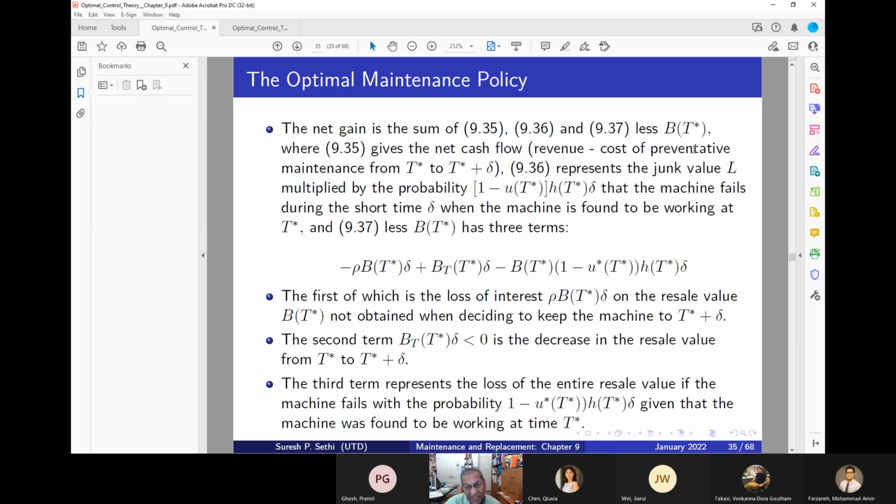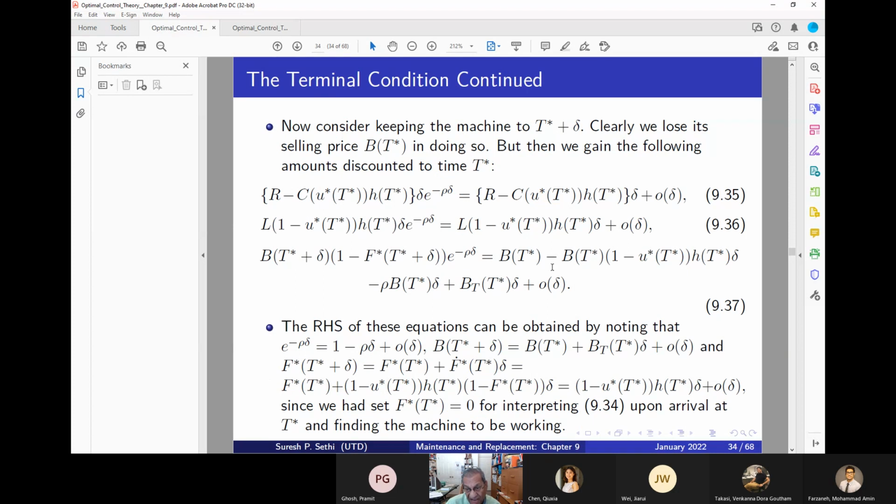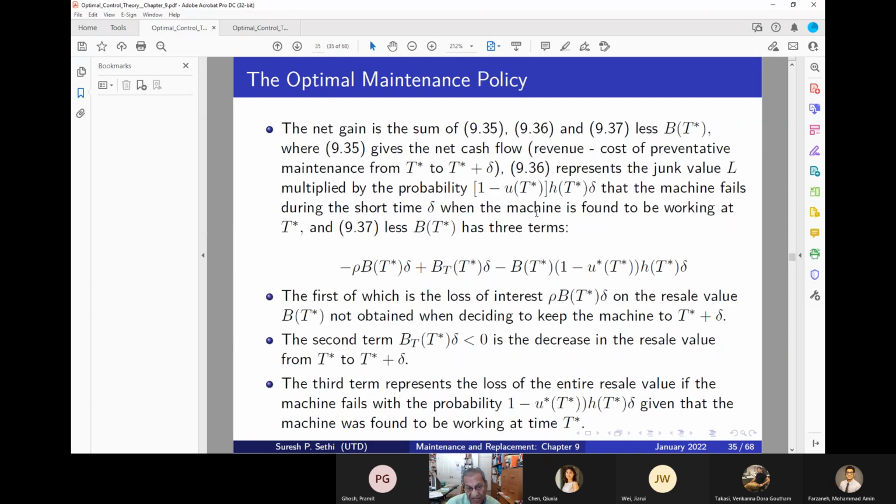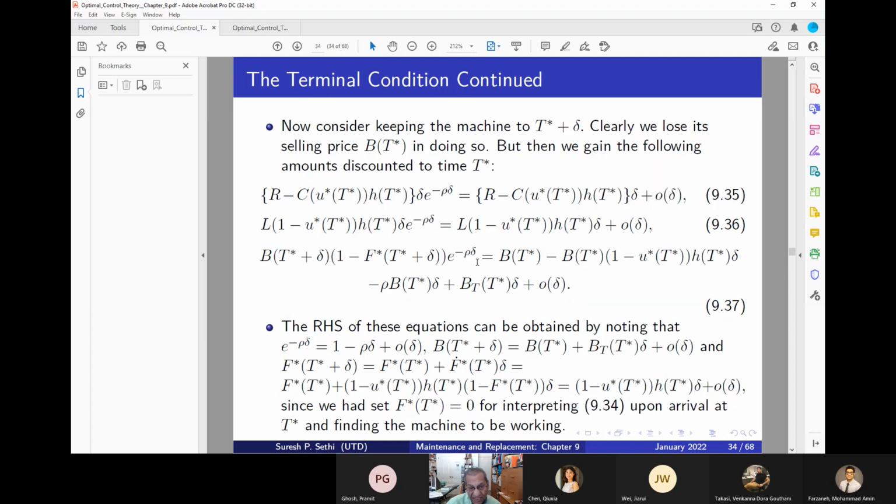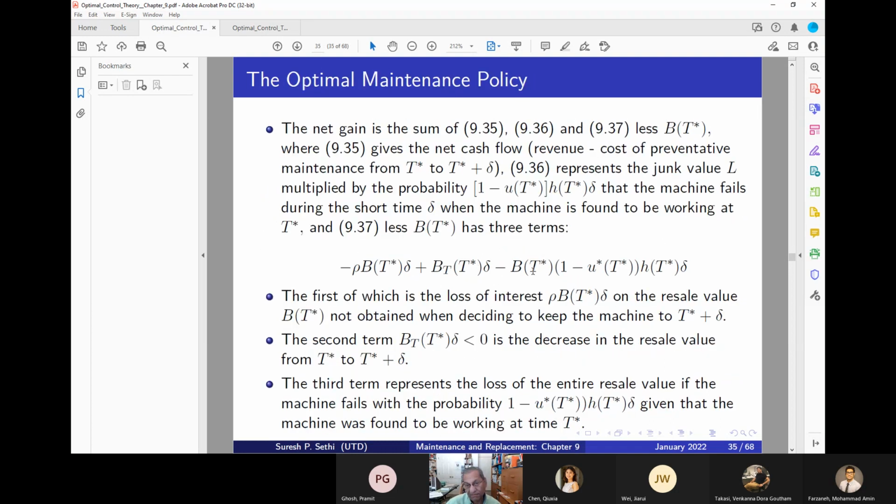See, all the language, everything has to be there. And 9.37 less BT star. So this is the 9.37 minus BT star. It has three terms. That term, that term, that term. And I need to interpret all of those terms as well, because those are interpreted easily, but that is more difficult. Now, what are the terms in there?